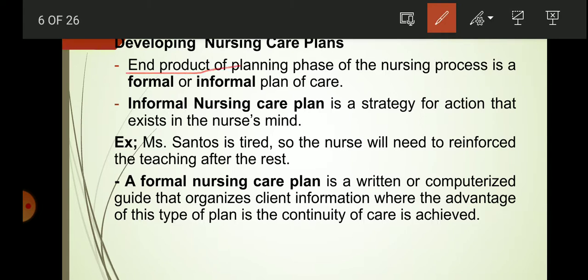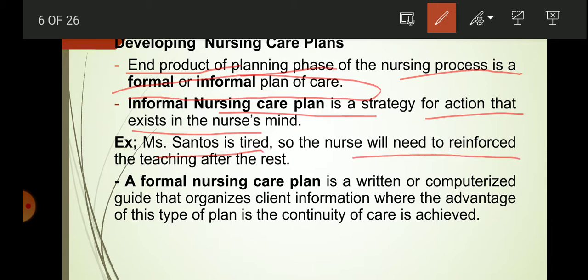Okay, the end product of the planning phase of the nursing process is a formal or informal plan of care. So now let's differentiate what is formal and what is informal nursing care plan, what are the differences between the two, and whether it really matters. So an informal nursing care plan is a strategy for action that exists in the nurse's mind. So for example, Miss Santos is tired, so the nurse will need to reinforce the teaching after the rest. But it stays in the mind, it is not in the process.